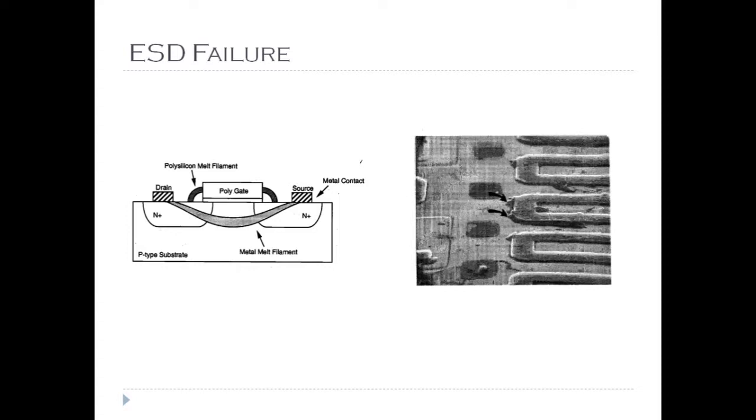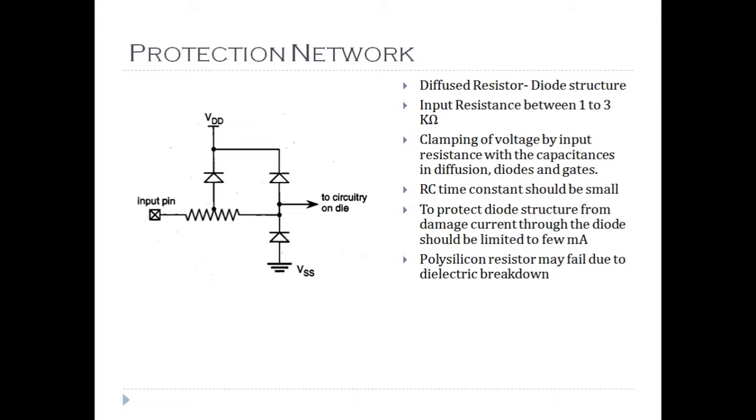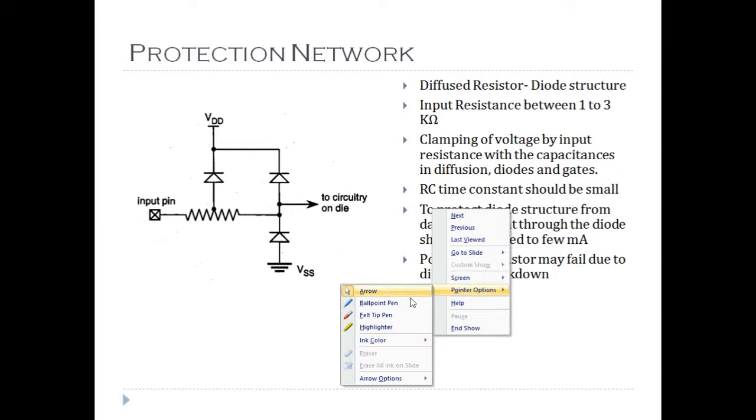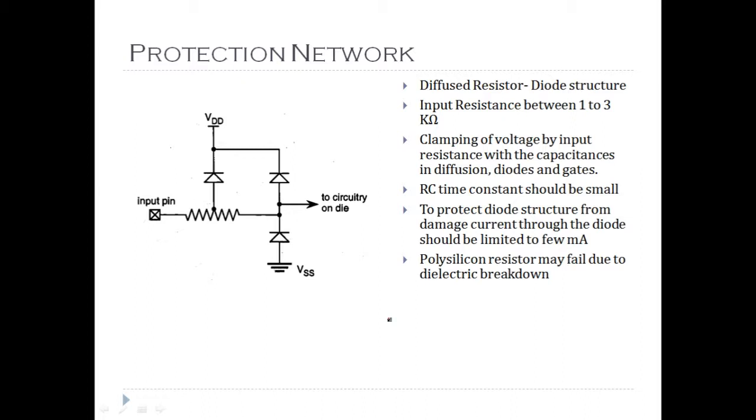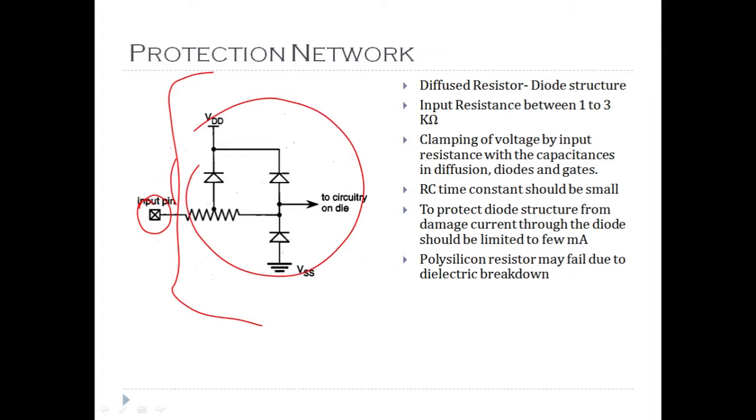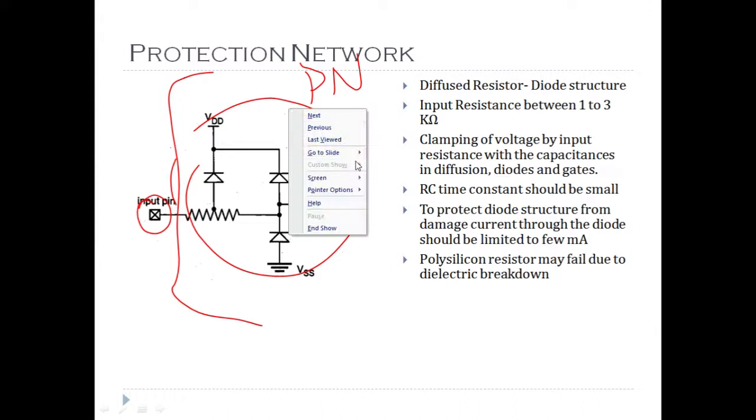So what are the circuits that can be used for avoiding this electrostatic discharge? That we are going to see here in the protection network. This is the simplest, most basic circuit which can be used for the electrostatic protection of an IC from the electrostatic discharge. You can see there's an input pin, and this is how an IC will look, and within the IC you will have this protection network, which is normally represented with PN. This is the simplest of the circuits. It basically consists of a diffused resistor and a diode structure.